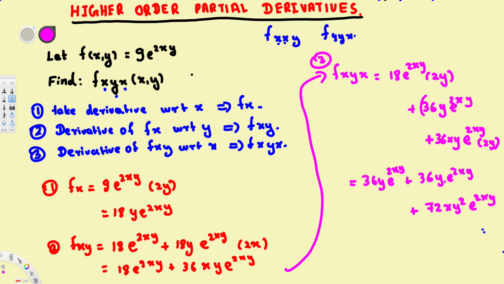So we can add them together. That's going to give us 72y e power 2xy plus 72xy square e power 2xy. And this is going to be the higher order partial derivative of this one, right? And this is going to be our final answer.